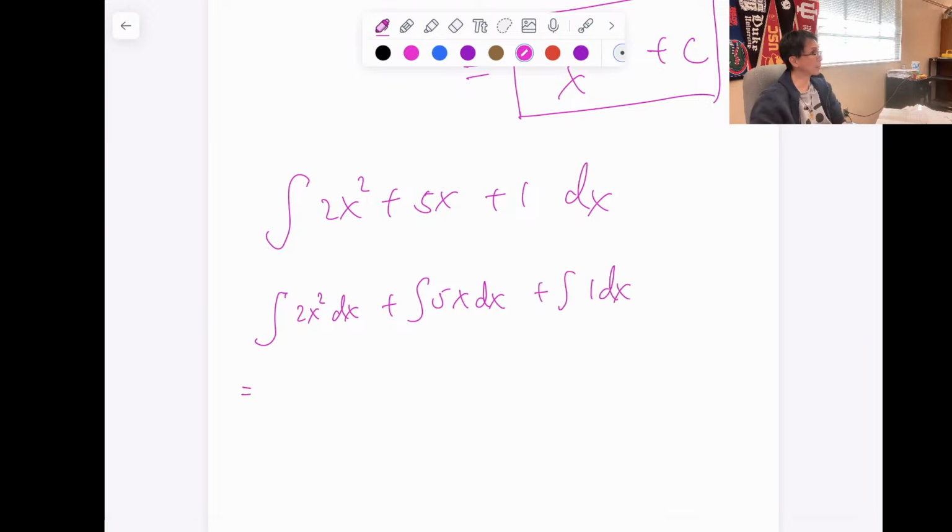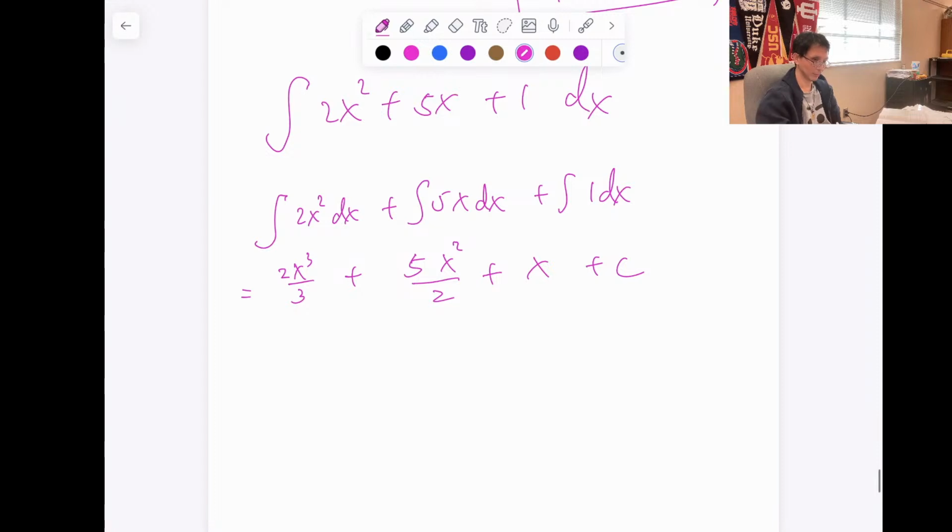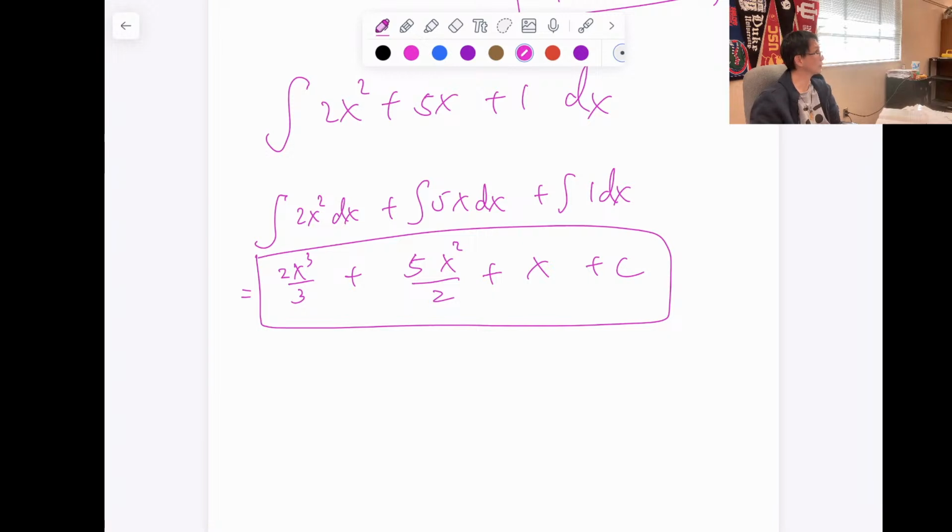What's the integration of 2x squared? x cubed over 3 times 2, right? Plus 5 x squared over 2, right? Plus x plus c. Does that make sense? Wait, where does that third x come from? Because integration of 1... I thought that was c. No. Isn't it a constant? Yeah. So which one's derivative is going to give you 1?